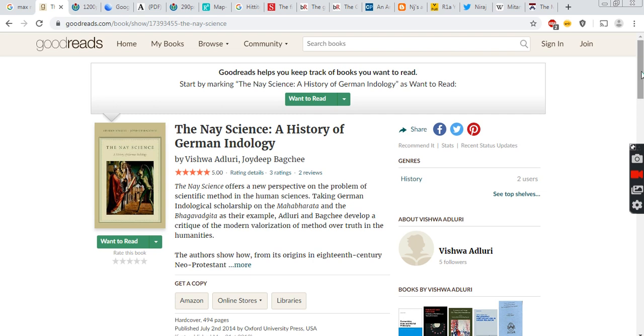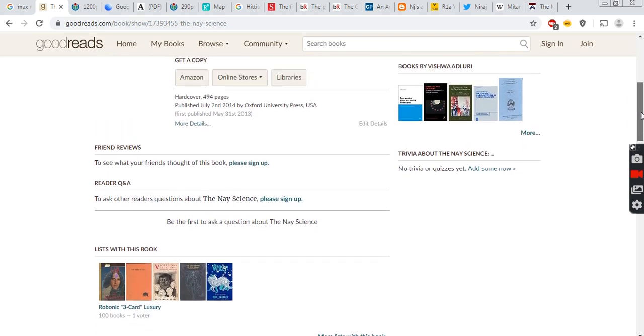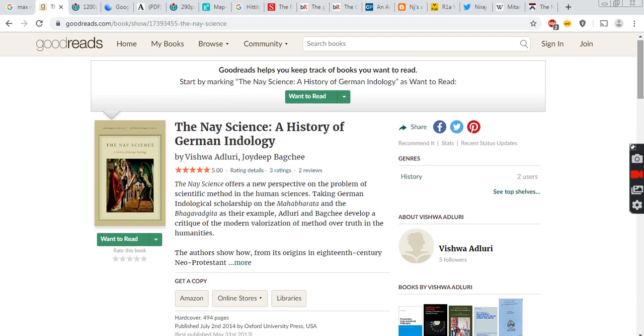So people have been appreciating this work done by Vishwa Adluri and Joydeep Bagchi. I highly recommend this book for anybody who is interested in understanding how this whole field of study is so biased and so crooked. So if you want to know that, you must read this book. Okay, going forward.